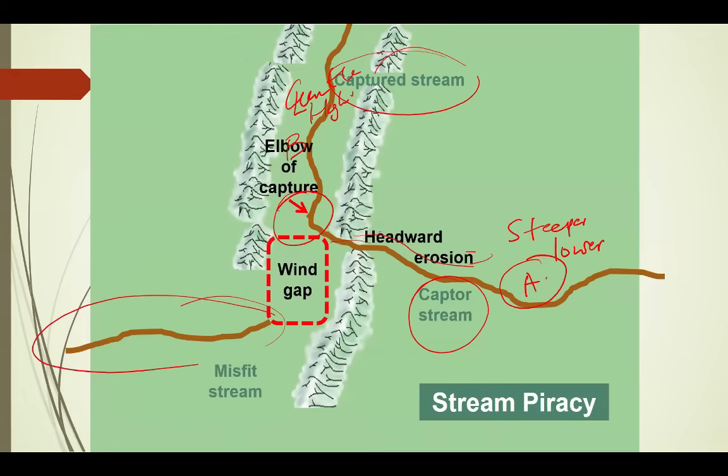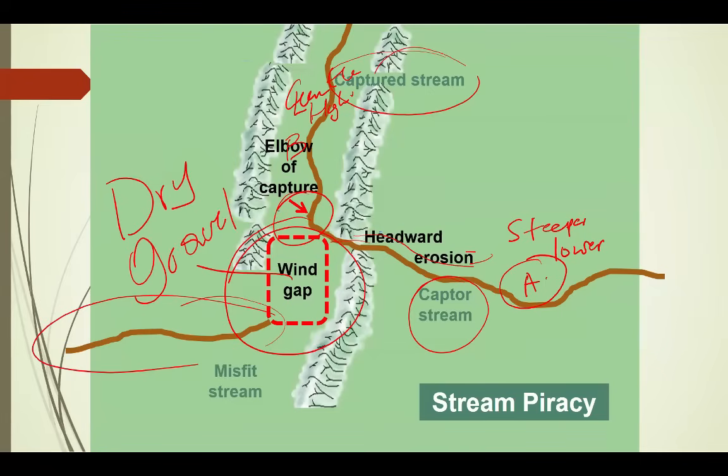And then this area where river used to flow, but there is no longer water flowing there. This area is dry. It has got gravel. This area is now called the wind gap. So these are the features of the stream piracy.